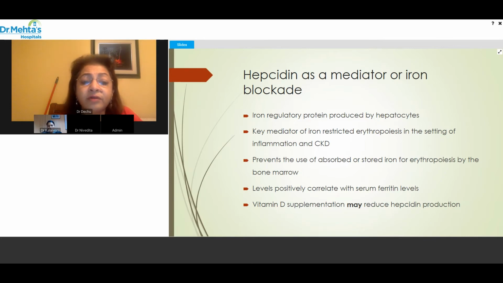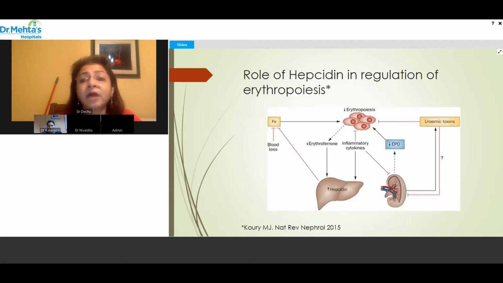One of the important pieces of knowledge that has come about more recently is that adequate vitamin D supplementation may reduce the hepcidin production, which is great, which is another reason why we need to keep the vitamin D levels normal in our CKD population.